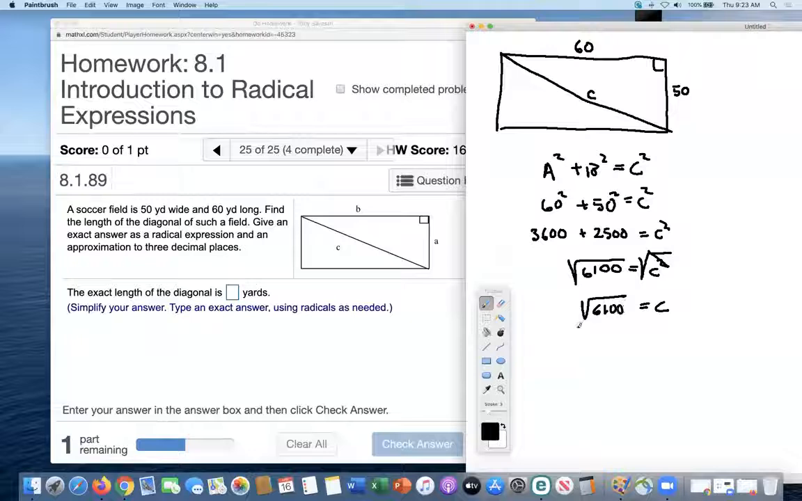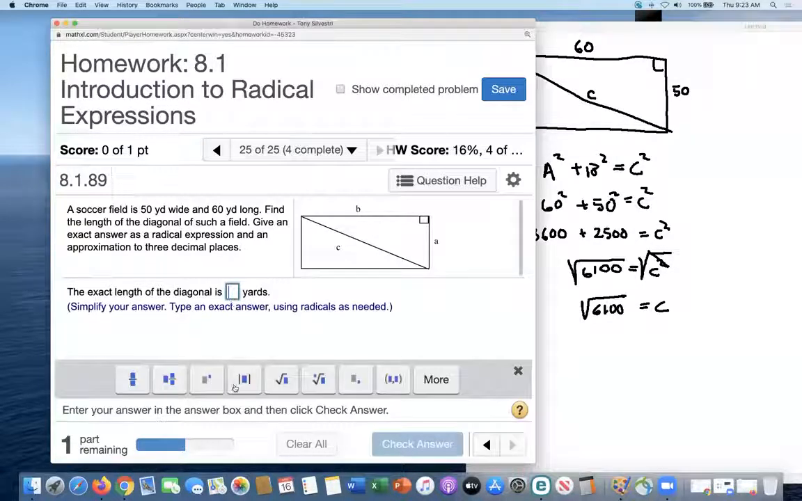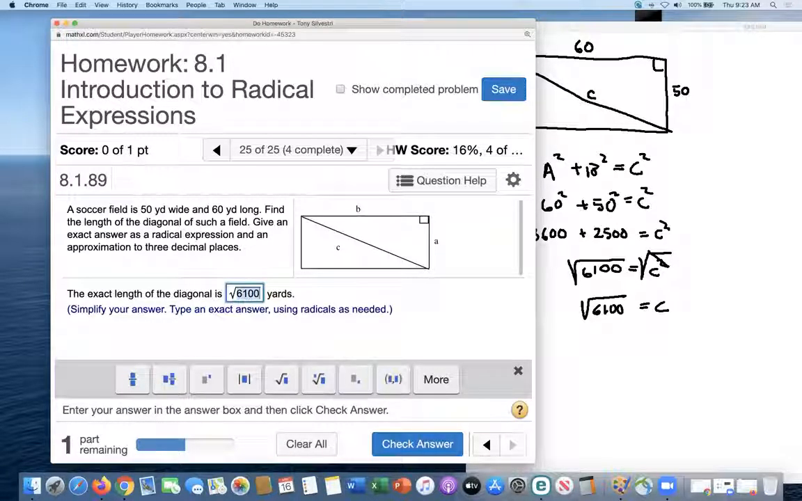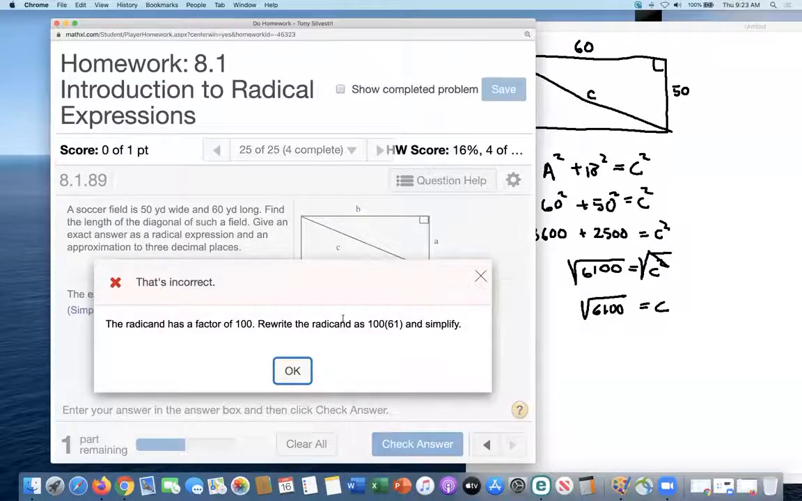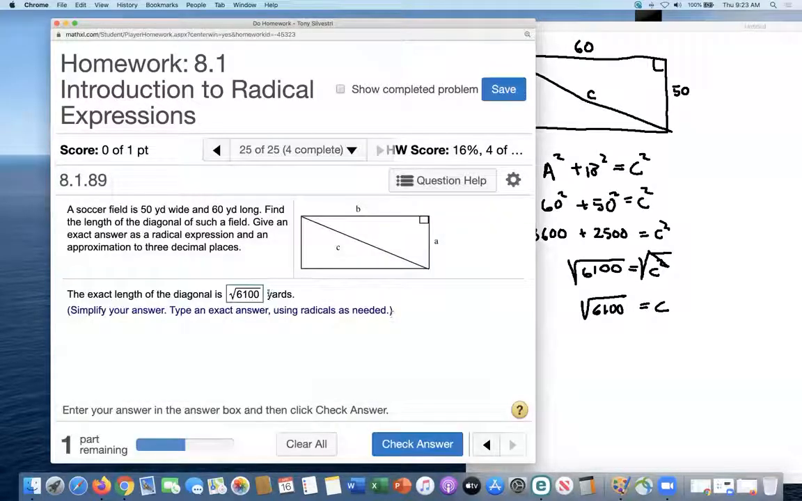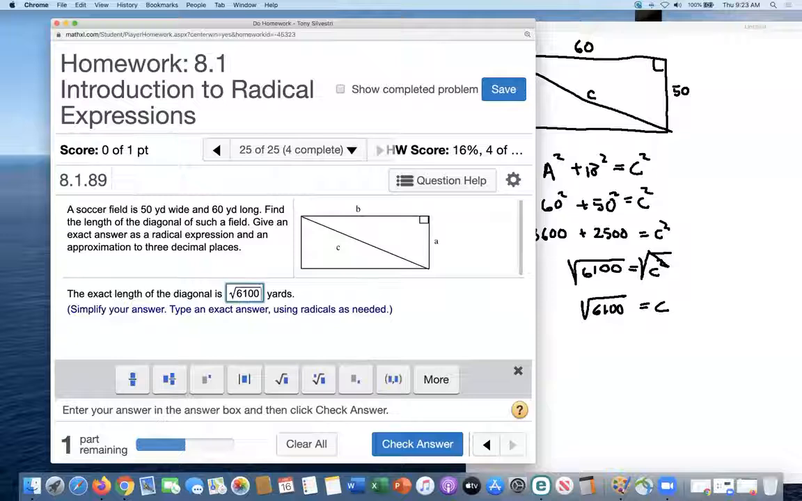And that's all well and good. That's the exact answer, the square root of 6,100, but it won't be right because it's not simplified. So let's feel a little pain. What they're basically saying there is there's probably a perfect square that goes into that. If it ends in 2 zeros, that means 100.